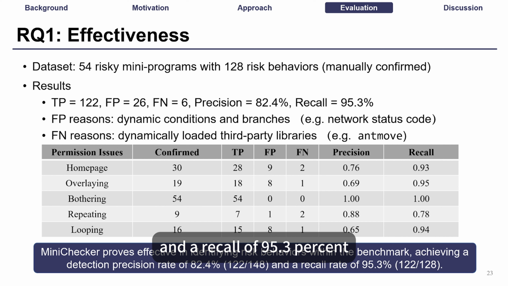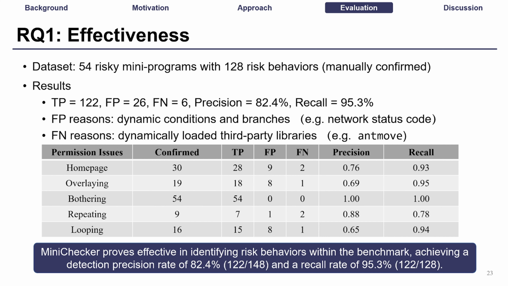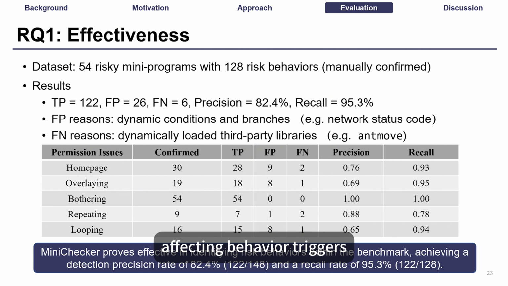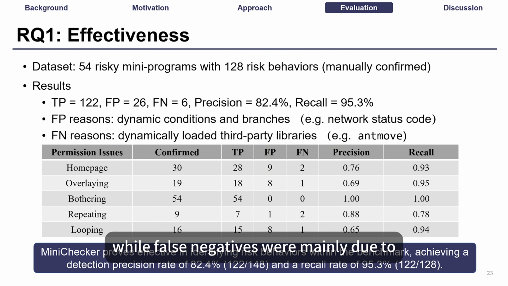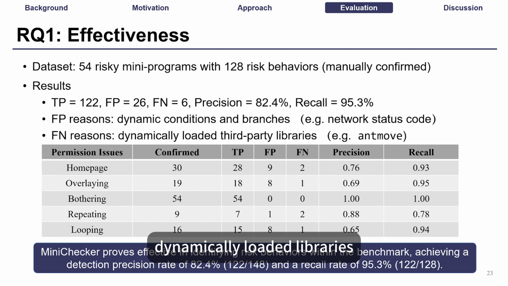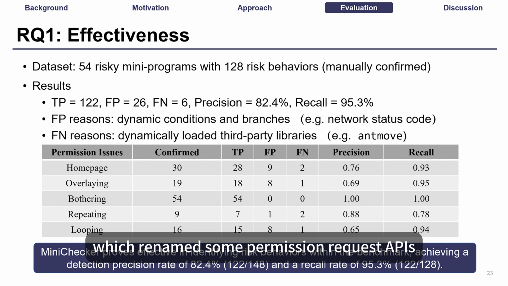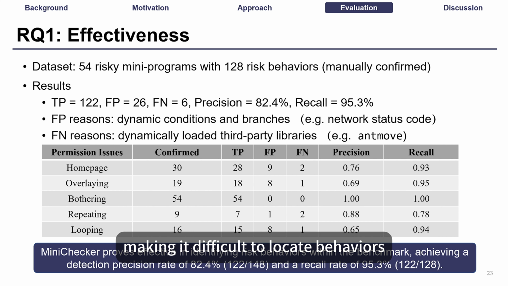Further analysis revealed that false positives were mainly caused by dynamic conditions, such as status codes and network requests, affecting behavior triggers, while false negatives were mainly due to dynamically loaded libraries, such as complex encapsulation by the AntMove library, which renamed some permission request APIs, making it difficult to locate behaviors.